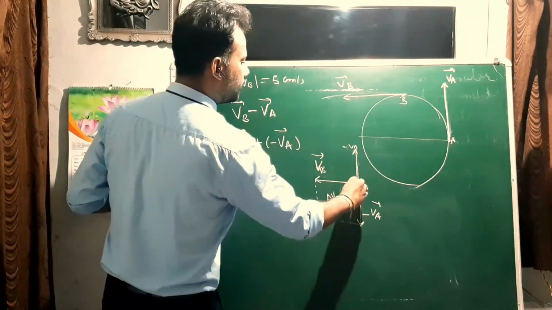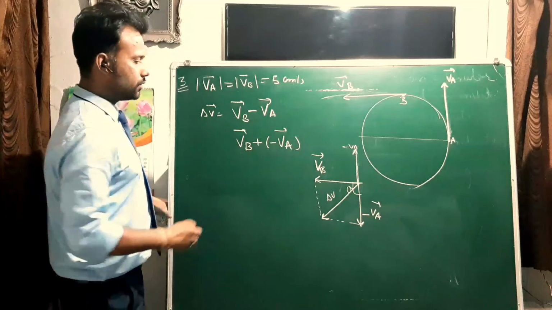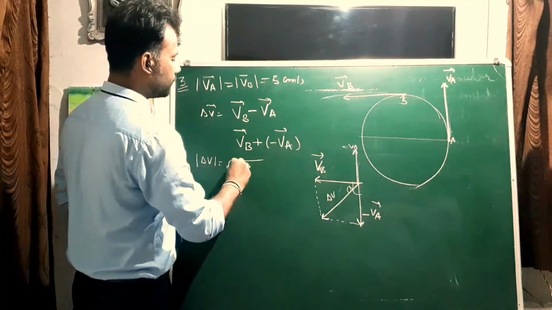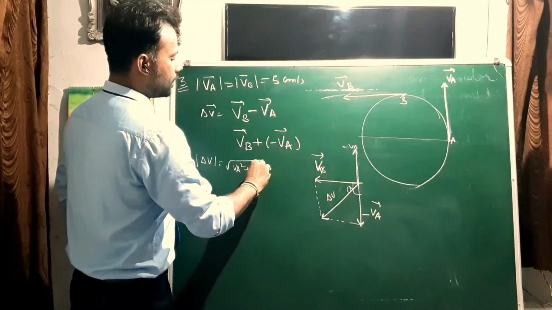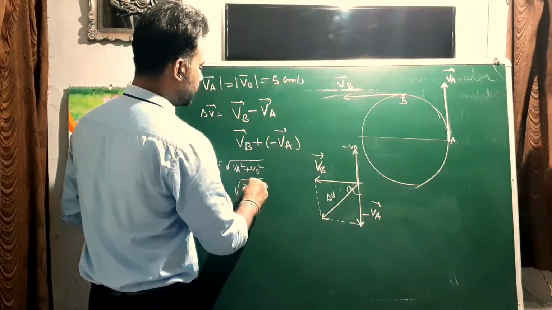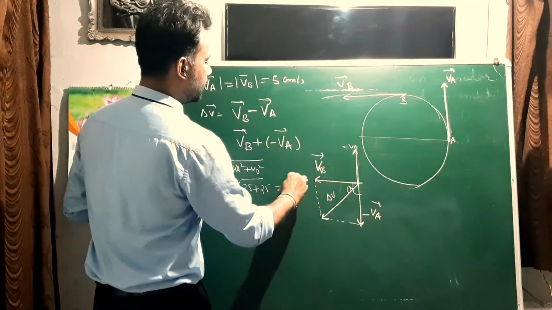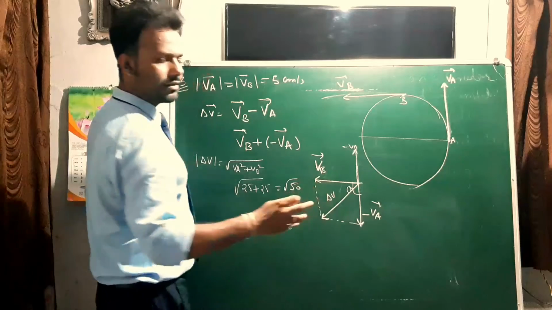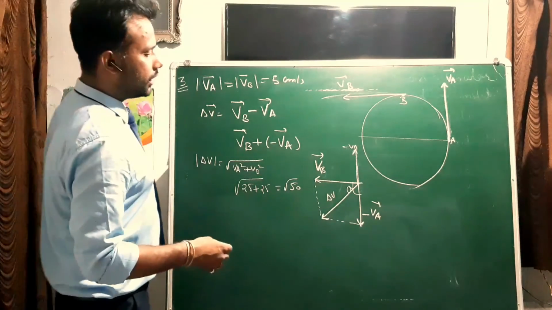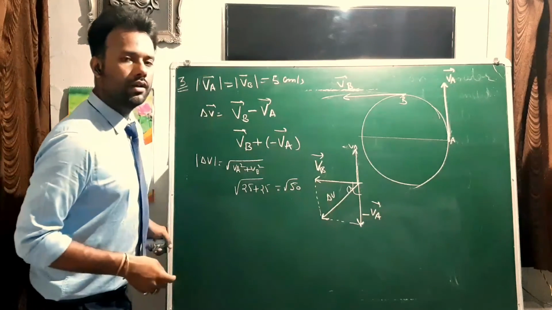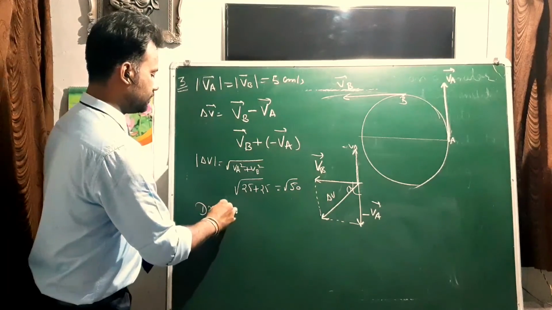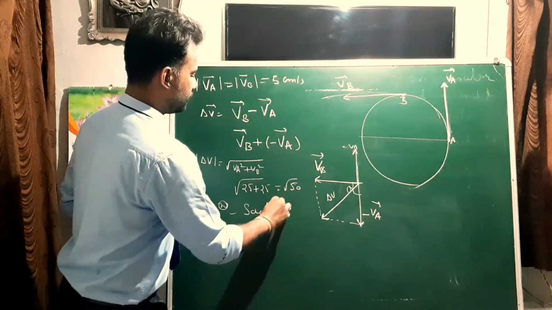So the angle between them, theta, is 90 degrees. So what will be the magnitude of del V? Mod of del V will be the square root of VA squared plus VB squared. That is 25 plus 25, that is root 50, around 7 point something. And the direction, as you can see here, is toward southeast, right? So the direction is southeast.